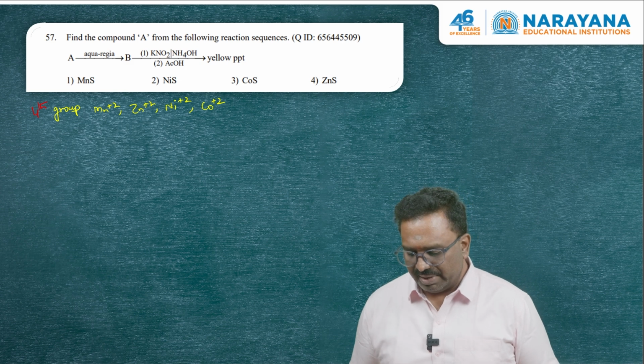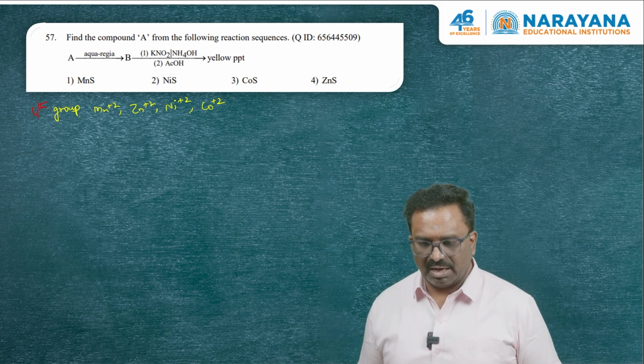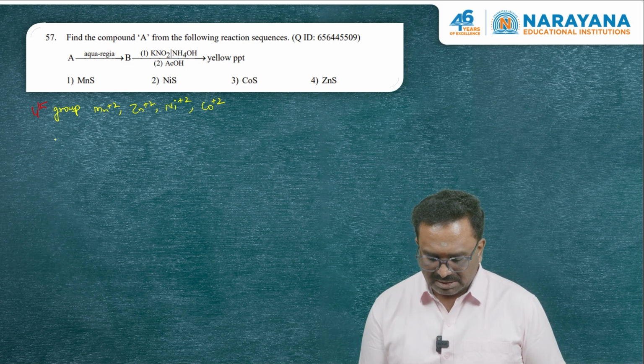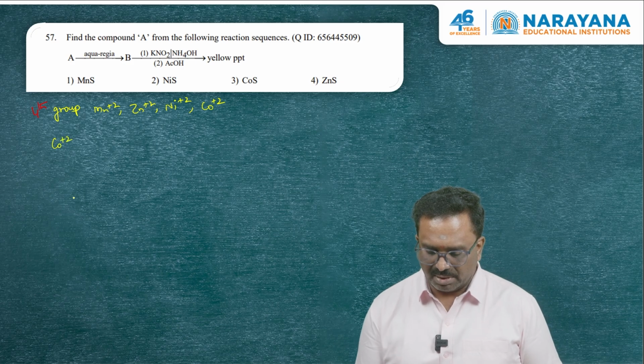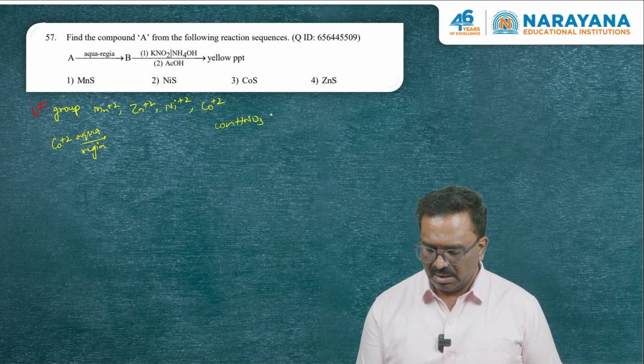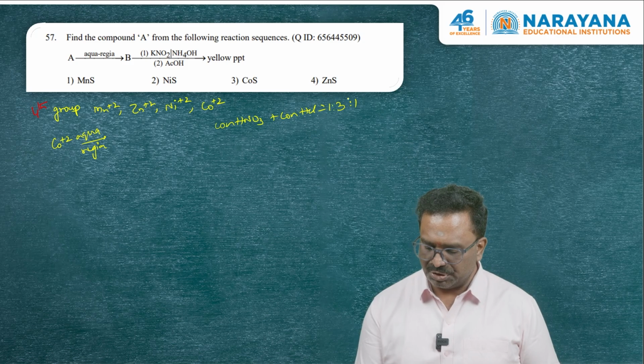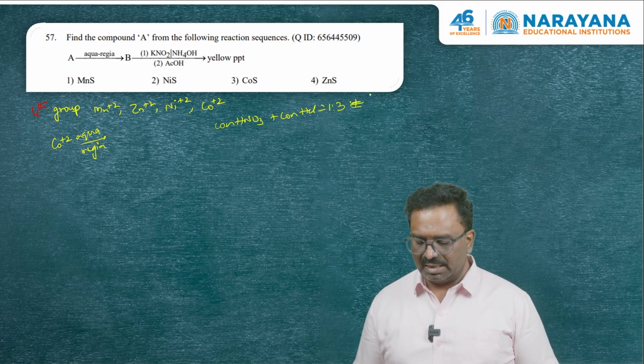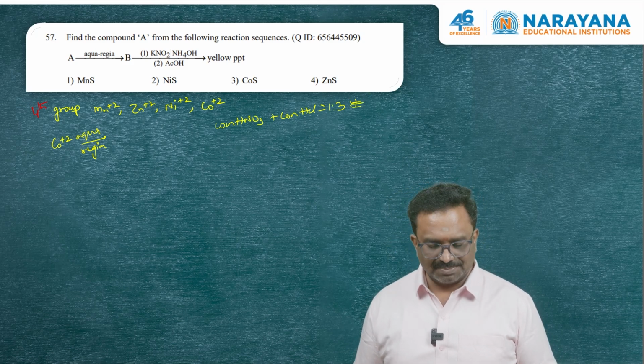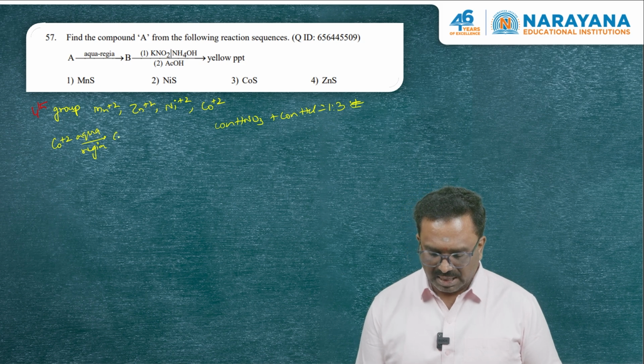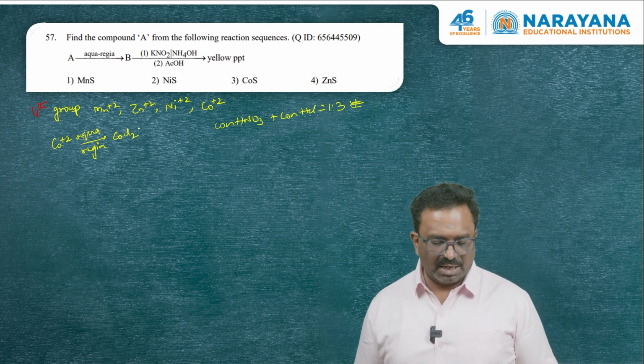Here cobalt gives the yellow precipitate as per the given condition. Actually Co2+, in the form of CoS, reacts with aqua regia. Aqua regia is concentrated nitric acid and concentrated HCl, in a 1 is to 3 ratio of concentrated nitric acid and concentrated HCl. With aqua regia, here we are getting CoCl2.